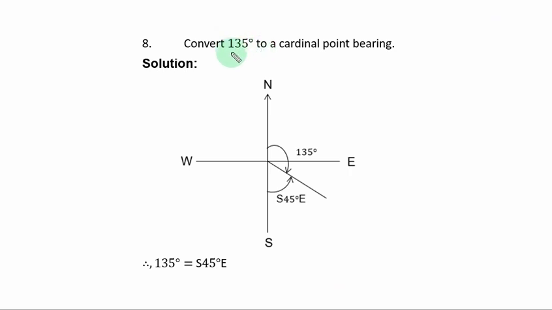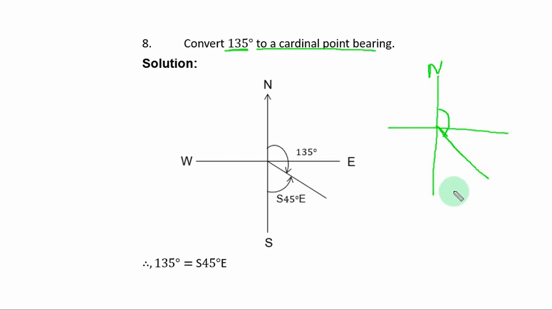Example 8, convert 135 degrees to a cardinal point bearing. This is three digits, so you also draw the four main cardinal directions. What you have there is three digits. That means you must start movement from the north. 135 degrees. You start from the north. When you get here, is 90 degrees. You need 45 degrees from the next quadrant for you to have 135 degrees. This is the three digit bearing representation.